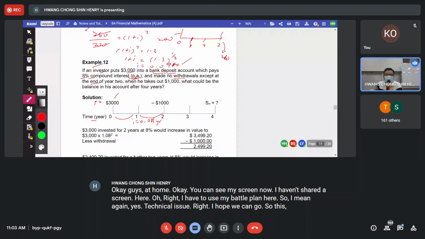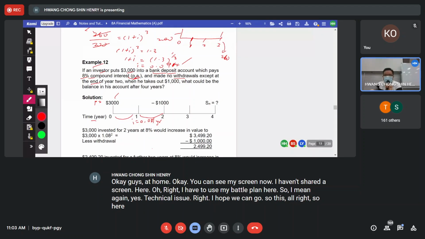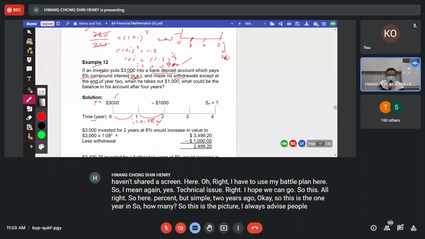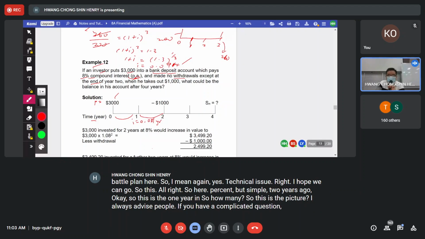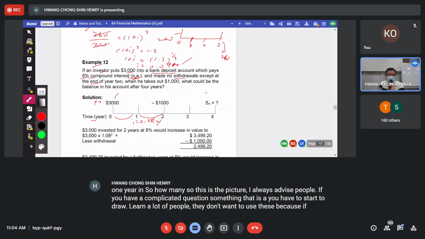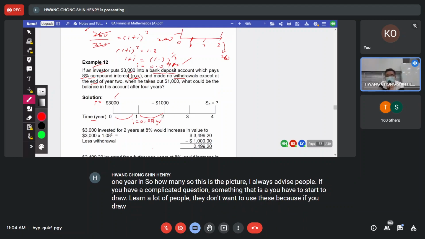Hopefully smooth. Alright. So here, go back to this example. You can see the screen here. Okay. So this is 1 year 8%, but saved for 2 years. So how much do you earn already? So this is the picture. I always advise people, if you have a complicated question, something like this, you have to start to draw. A lot of people don't want to draw because they find it very difficult. I say, what's so difficult? English sentence, if you read, understand, you draw.